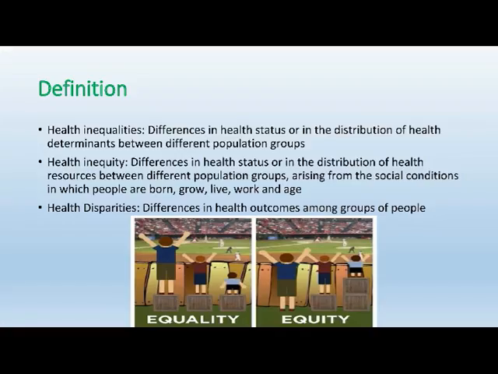First of all, let me define some terminologies. Health inequalities is defined as differences in health status or in the distribution of health determinants between different population groups. For example, differences in mobility between elderly people and younger populations or differences in mortality rates between people from different social classes. On the other hand, health inequity is defined as differences in health status or in the distribution of health resources between different population groups, arising from the social conditions in which people are born, grow, live, work and age. Health inequities are unfair and could be reduced by the right mix of government policies.